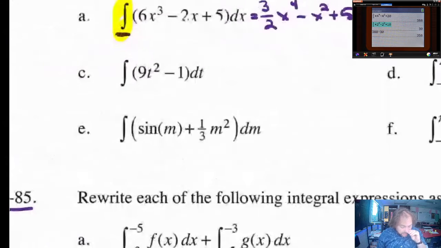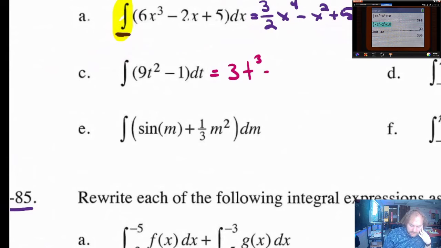Question C, very much the same. We're looking for another general antiderivative. So this one is going to be, let's see, t to the third. It'd be 3, because 3 times 3 is 9, minus t. That's it. Plus c. Don't forget about your plus c.